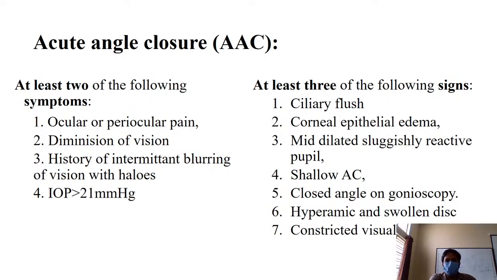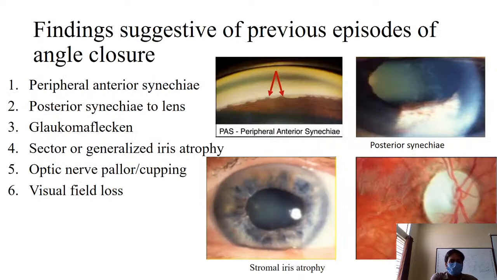What are the signs? There will be ciliary flush or congestion, circumcorneal congestion. There will be corneal epithelial edema. There will be mid-dilated sluggish reactive pupil with shallow anterior chamber, and closed angles on gonioscopy, and there will be some changes in the perimetry.